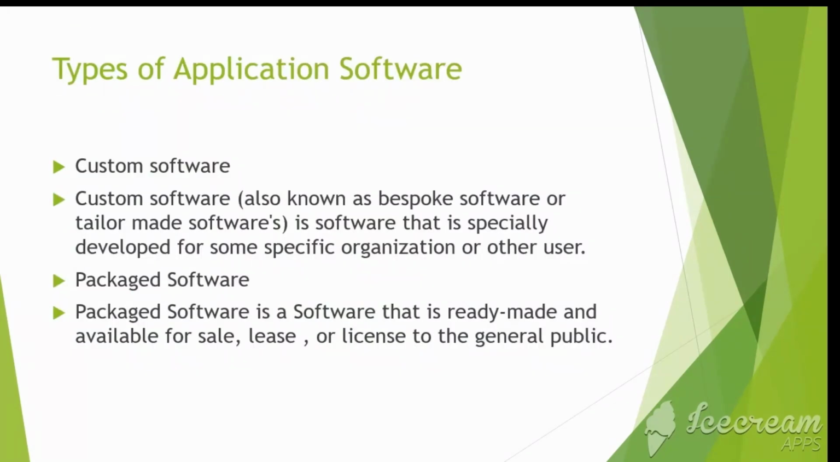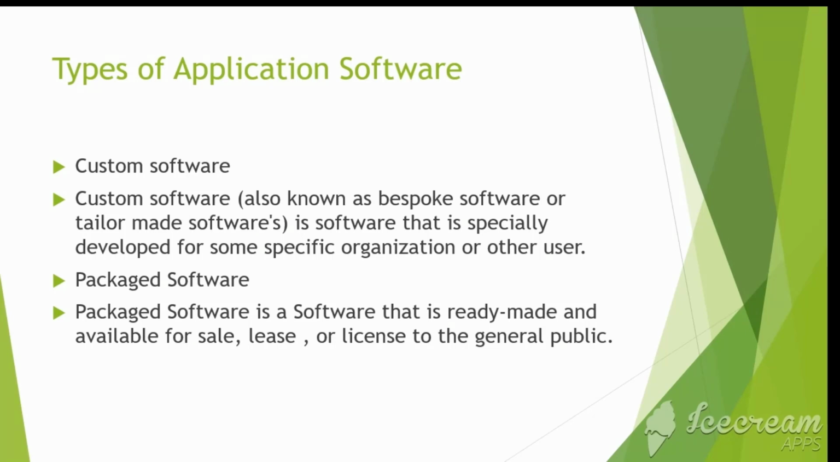Types of application software: we have custom software. Custom software, also known as bespoke software or tailor-made software, is software that is specifically developed for specific organizations or users. If today you decide to build a software that works in a particular way in a particular company or organization, it could be a school portal or whatever, that will be categorized as custom, bespoke or tailor-made software, because it will be built based on what you want to achieve and what you want to be worked on.